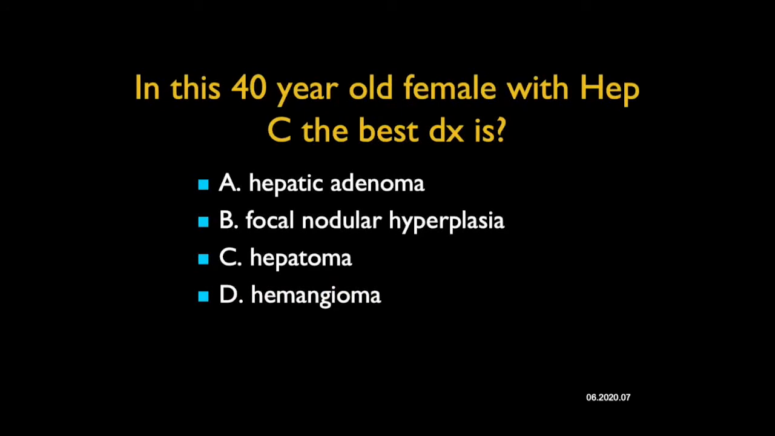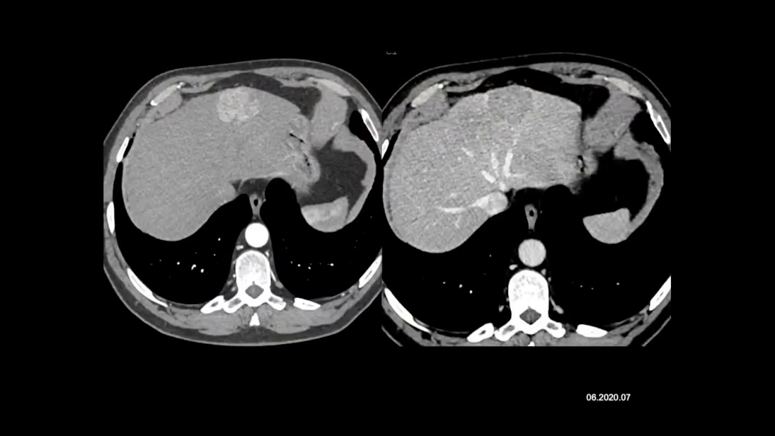40-year-old female with hepatitis C, what's the diagnosis? You see a 4-centimeter vascular liver lesion that is hypodense on venous phase, and then hepatitis C always makes me think of hepatoma. Hepatic adenoma is a possibility, but usually it becomes closer to isodense, but it's possible.